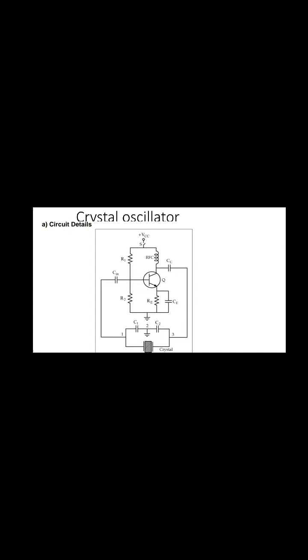Positive feedback is provided by the capacitive voltage divider. When the power supply is on, it produces high frequency stability oscillation because in the feedback network the crystal is used. The feedback network produces a phase shift of 180 degrees. A further 180 degrees is produced by the transistor amplifier. So the total phase shift is 360 degrees between the input and output, which is the necessary condition for maintaining sustained oscillations.